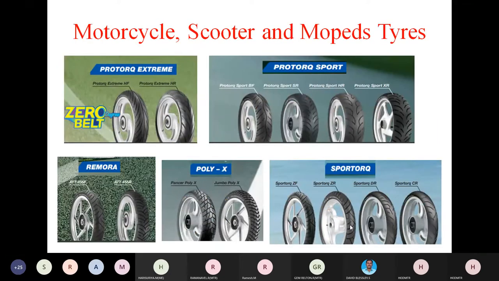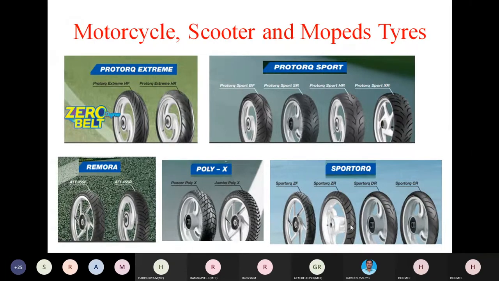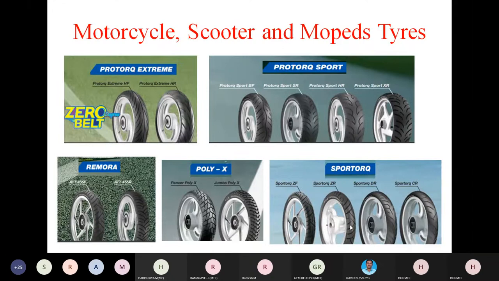Okay. These are some of the tires they are manufacturing for motorcycles, scooters, and mopeds. The first series is Proto RQ Extreme. The second one is Proto RQ Sport, Remora, Poly-X, Sporto RQ. These are the various tires they are manufacturing in both plants, Madurai as well as Uttarakhand, for motorcycles, scooters, and mopeds. The series differs in load carrying capacity as well as speed, whereas inside a series, the tires differ in the pattern only.